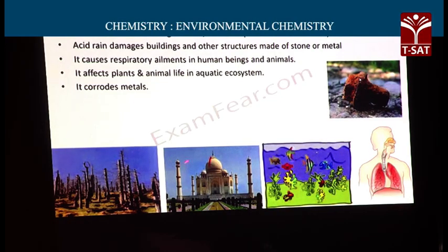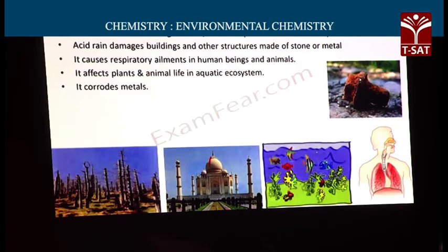Acid rain damages historical buildings like the Taj Mahal because they are built with marble. Marble is nothing but limestone. Limestone reacts with acid rain and forms calcium sulfate. So the beauty of the Taj Mahal is deteriorating because of acid rains.